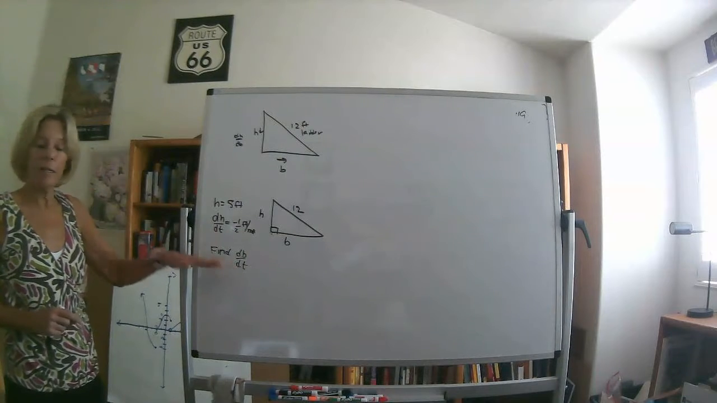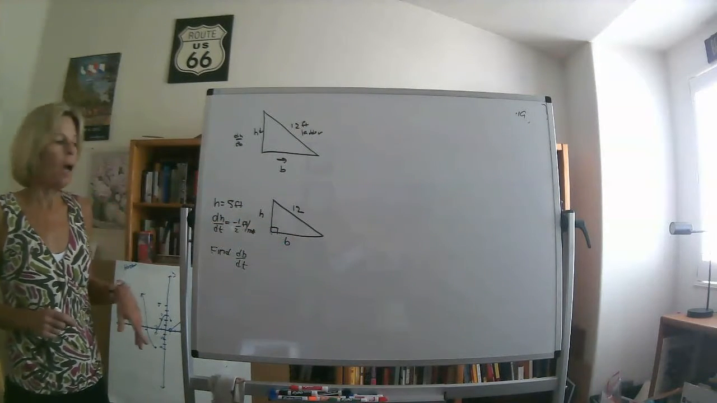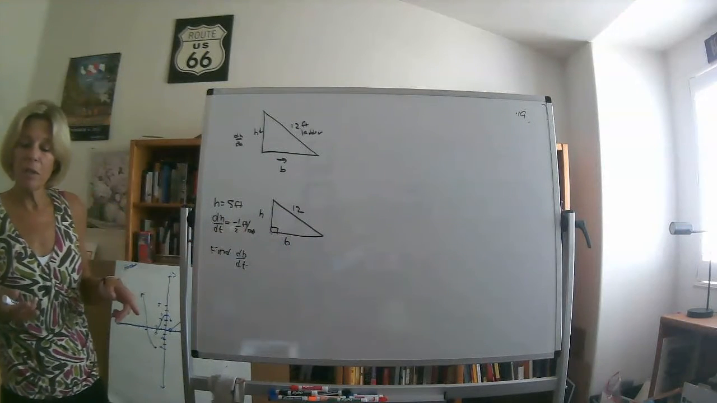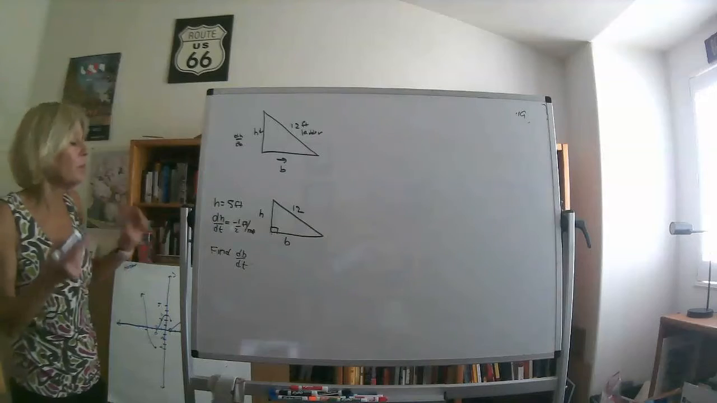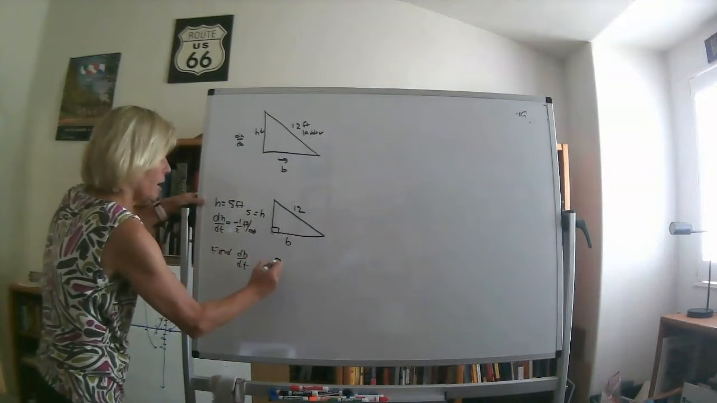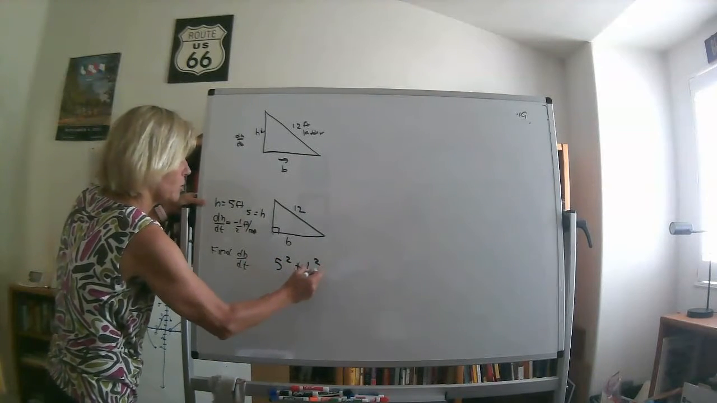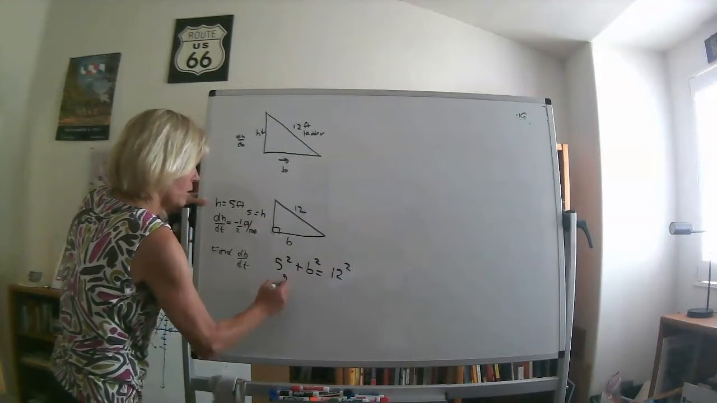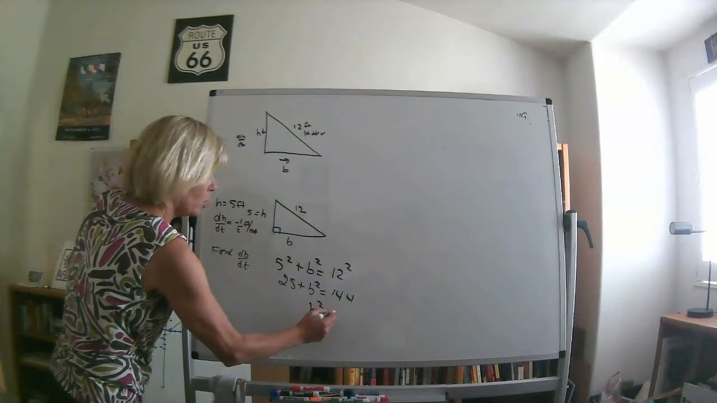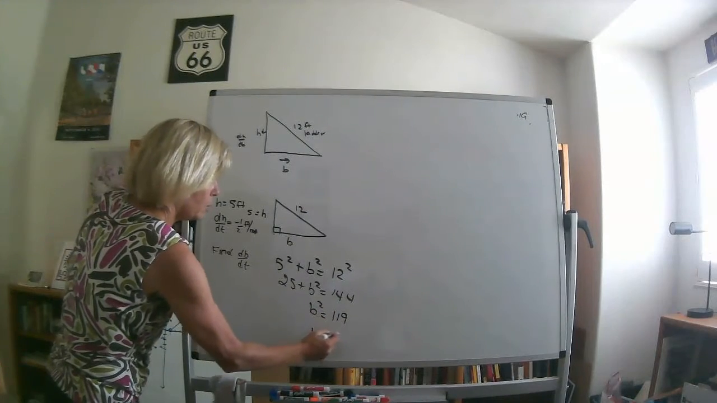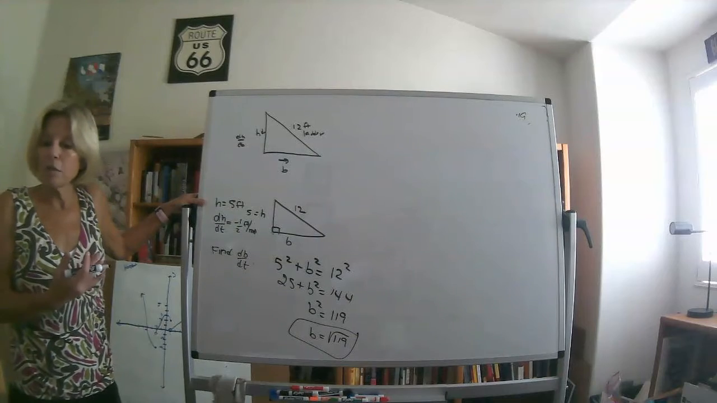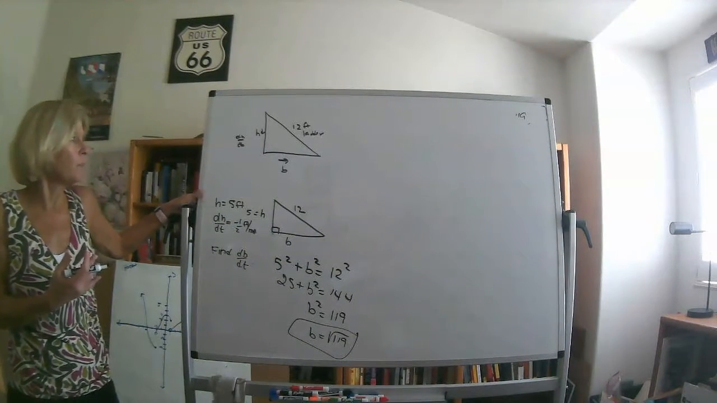What I want to find is dB/dt. I think I'm going to need the length of b, so I'm going to solve for b using the Pythagorean theorem. So if my h is 5, I have 5 squared plus b squared equals 12 squared. So I end up with b squared equals 119, and b is the square root of 119.